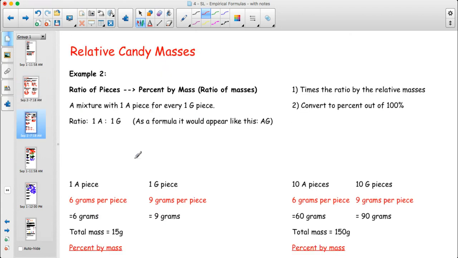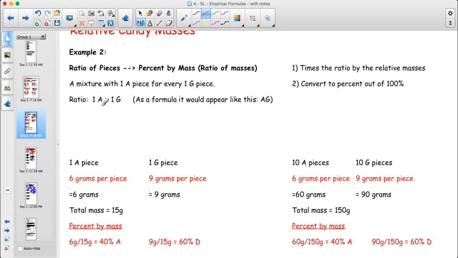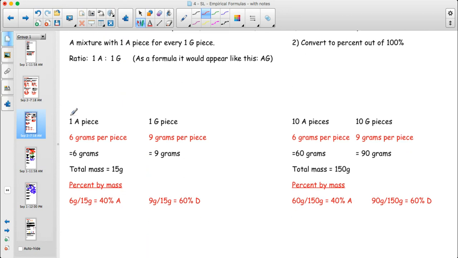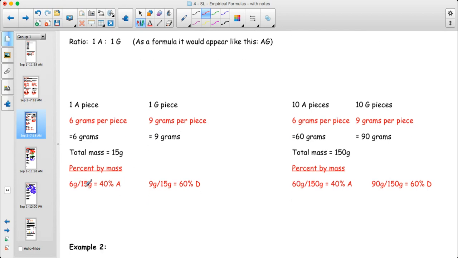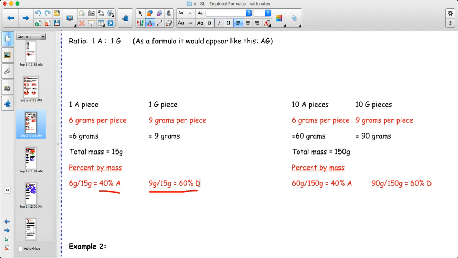Let's see this with another example. In this case, you get 1 A for every 1 G. So this is the pieces. Okay. Well, 1 A, 1 G, you could also do 10 A's per 10 G's, 100 A's for 100 G's. It doesn't really matter. So I'll look at the one on the left here. 1 times 6, there'd be 6 grams coming from A. 1 times 9, there'd be 9 grams coming from G. The total mass would be 15. Therefore, 6 out of 15 is 40% A, and 9 out of 15 is 60%, and I should say G. Fix that.